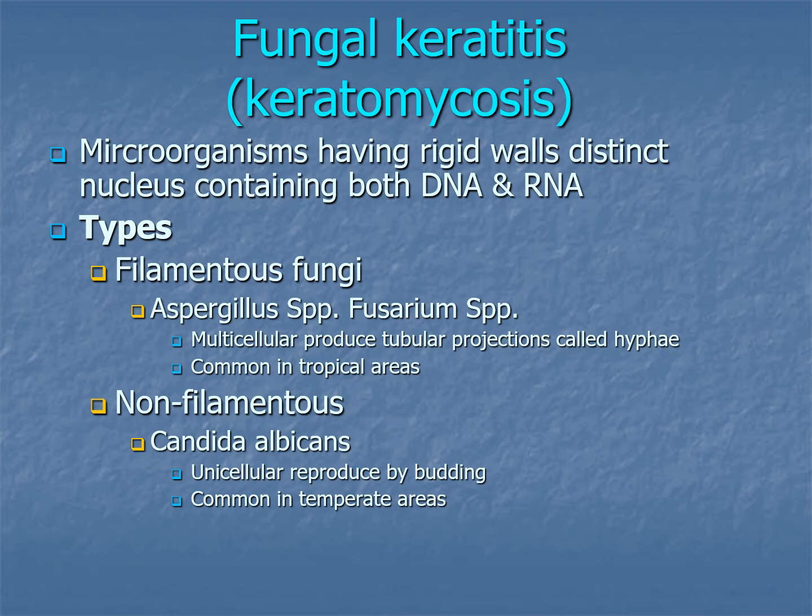And filamentous fungi are multicellular. They produce tubular projections called hyphae, and they are common in tropical areas. And non-filamentous fungi are called Candida albicans. These are unicellular. They reproduce by the budding method, and they are common in temperate areas.